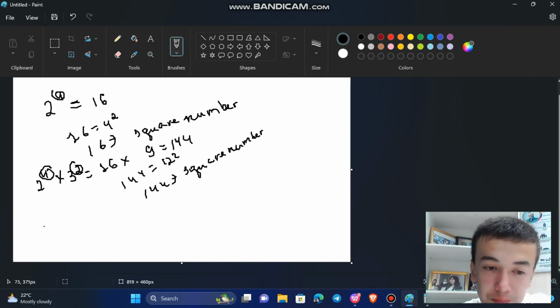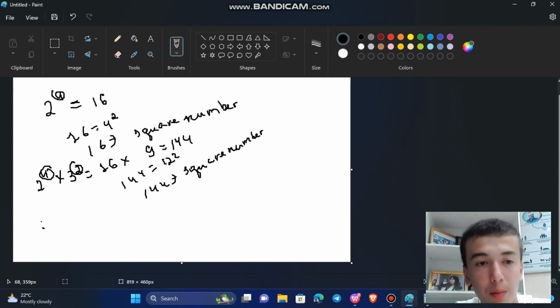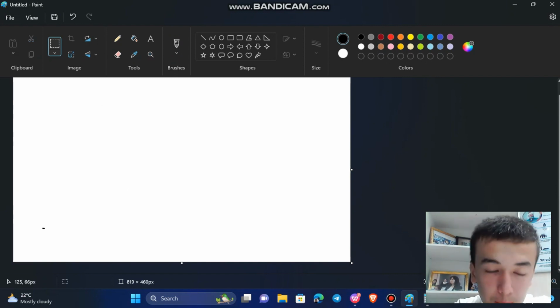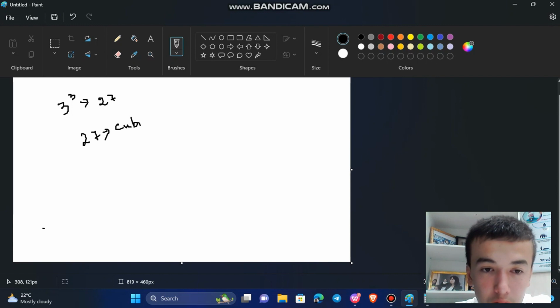And then, how can we find a number which is cubic? In this case, for example, 3 power of 3 equals 27. So yes, 27 is a cubic number. We can just see that the power is 3. So if all the powers are 3, then we can easily find that it's a cubic number.